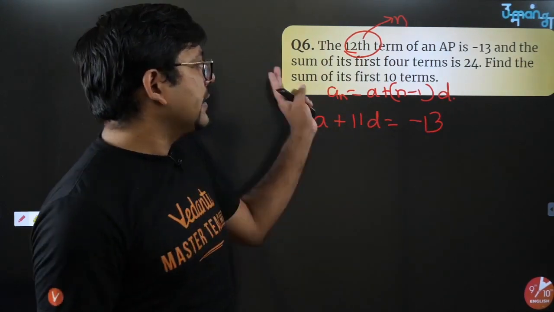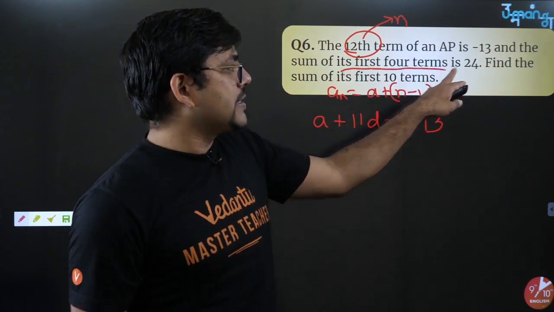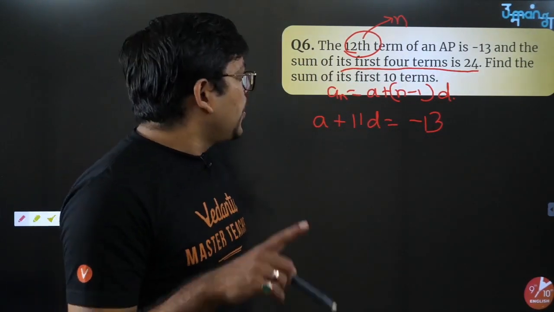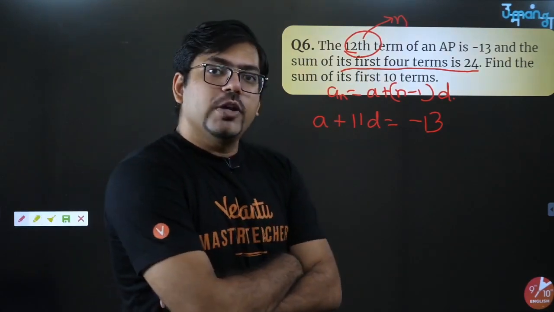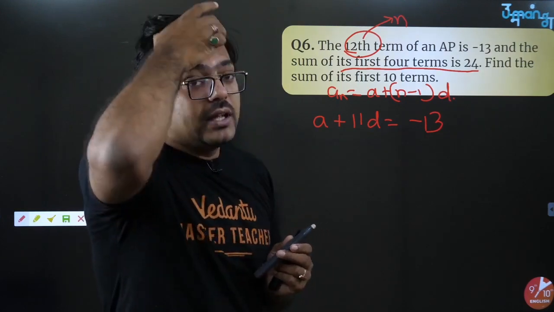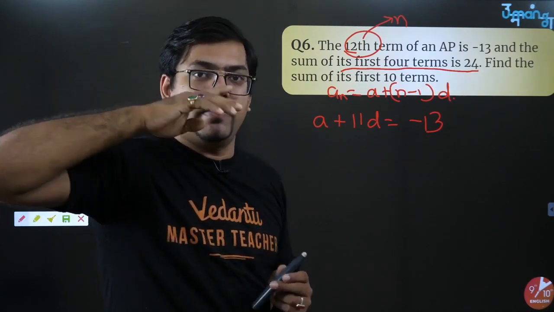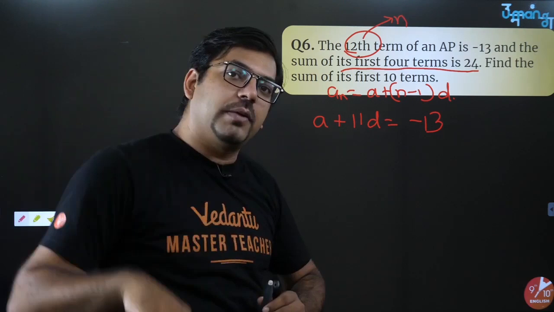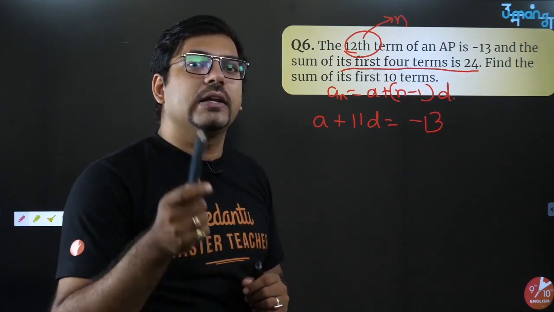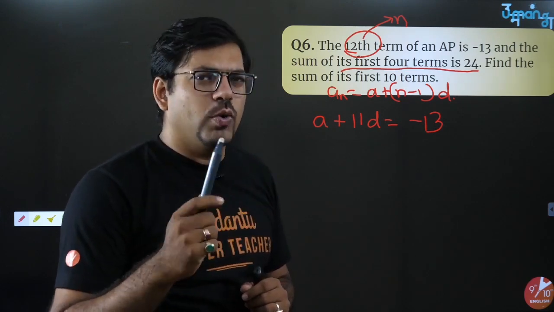Okay. And the sum of its first 4 terms is 24. Okay, this is quite a bit tricky. So let me tell you, whenever you get a question where the question is specifically mentioning the sum of 4 terms of an AP or the sum of 3 terms of an AP, then those 4 or 3 terms have to be taken care of specially. What specially?